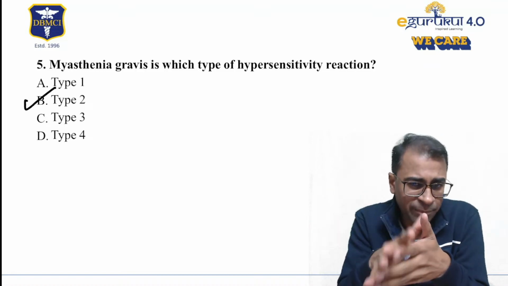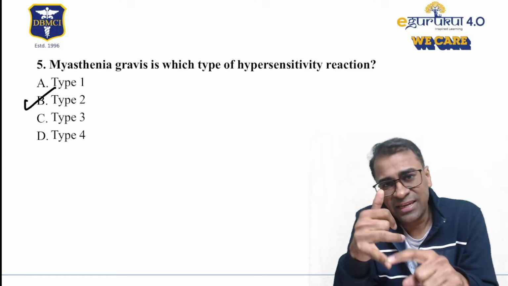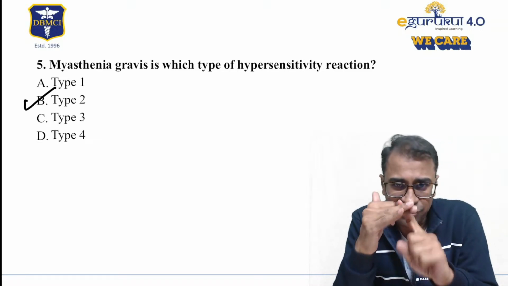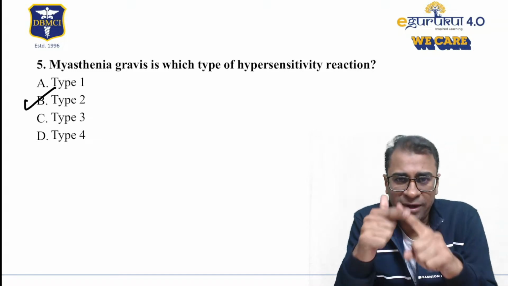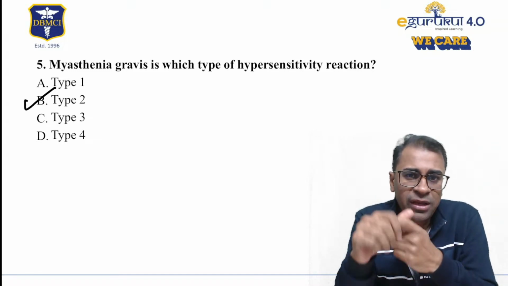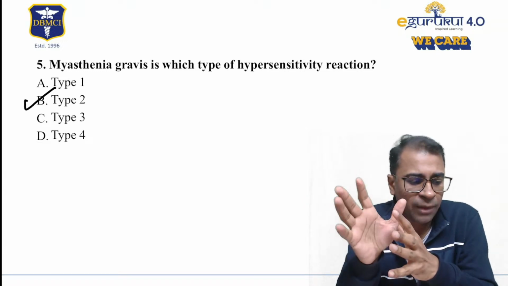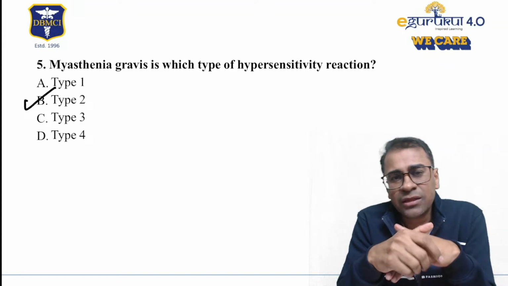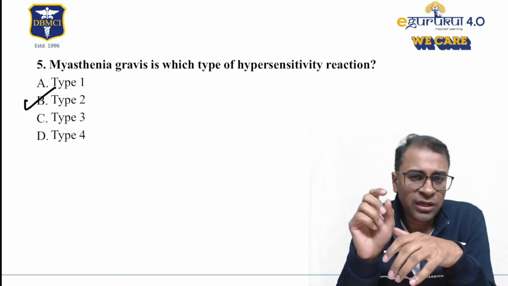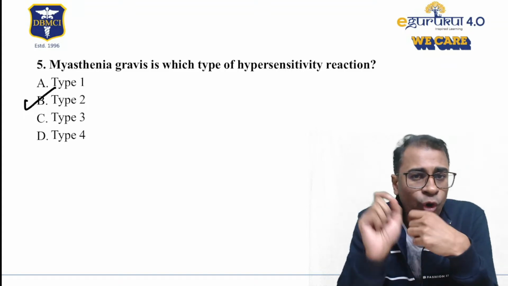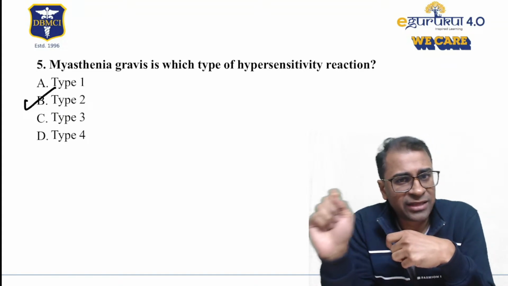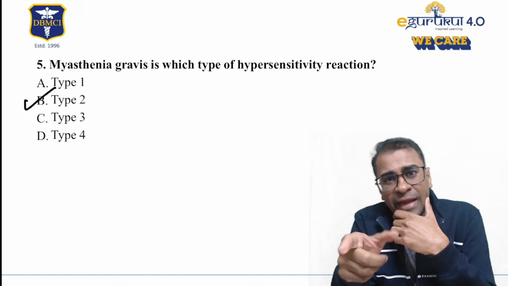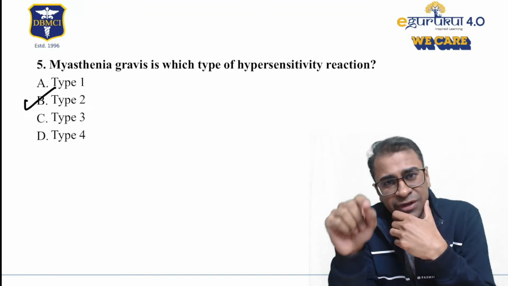Type 3 is SHARP: S is SLE and serum sickness, H is Henoch-Schönlein purpura, A is Arthus reaction, R is rheumatoid arthritis, and P is polyarteritis nodosa. These all are basically the diseases under type 3 hypersensitivity reaction. Just to ensure you remember that all glomerulonephritis are type 3 except Goodpasture. Goodpasture is a type 2 hypersensitivity reaction.